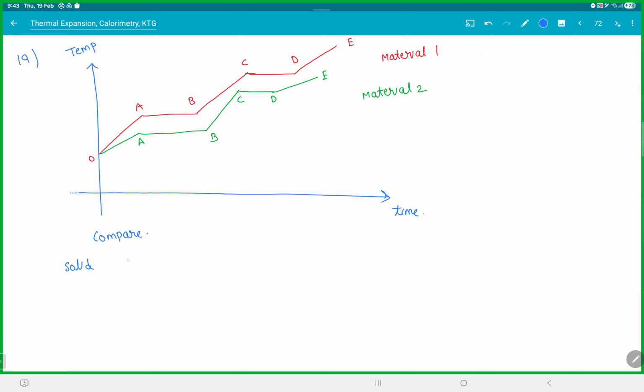So for the solid substance, compare the specific heat capacity S1, S2, compare the latent heat of fusion L1, L2, compare the specific heat of the liquid S1, S2, latent heat of vaporization L1, L2, and for the gas again S1, S2. There. So you just start telling whether they're equal, greater than, or less than. Let's get this, everyone.